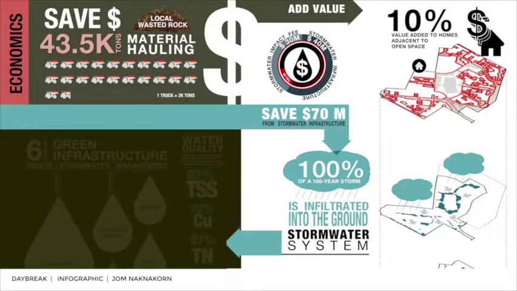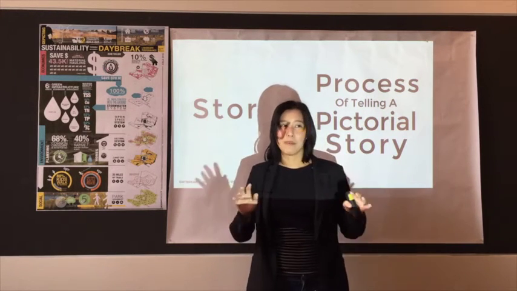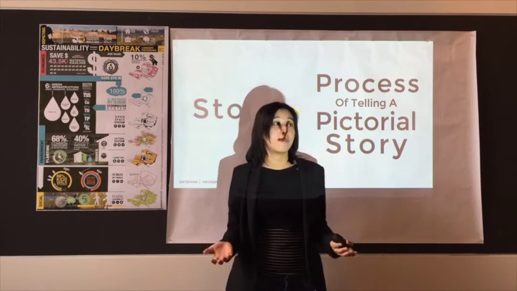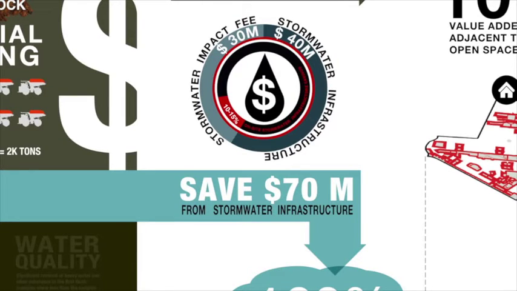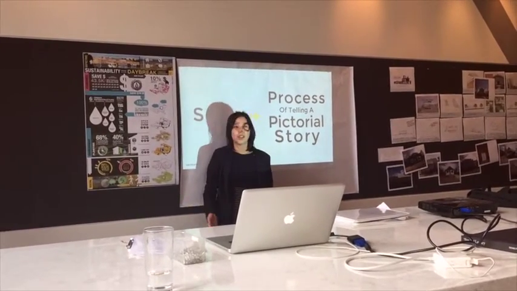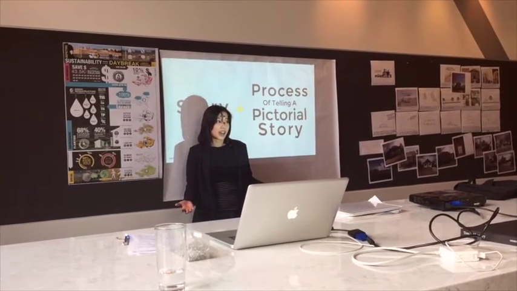So at Daybreak, 100% of the 100-year storm infiltrates into the ground without any impact to the municipal infrastructure at all. With that green infrastructure, it saves $70 million: $40 million of impact fees and $30 million of infrastructure cost. So it's $70 million total, which is 10 to 15% of the total budget of the whole community, which saves a lot in the long run.